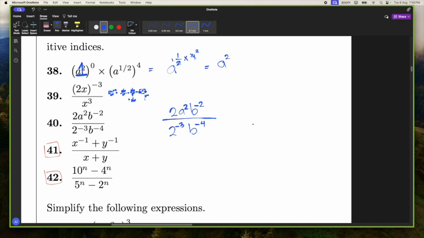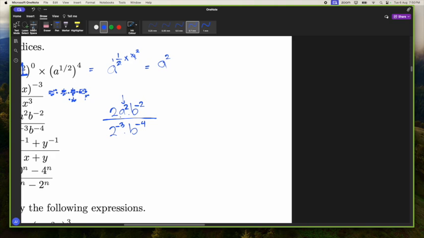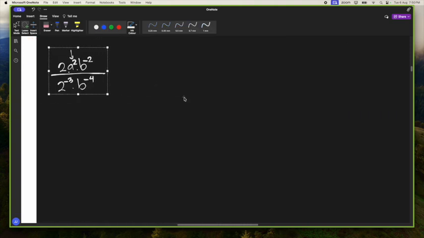So first of all, that a squared doesn't have anything to deal with it. I have no other a's. So I could just imagine that a squared is going to remain there. Now, because everything is multiply, I could remember my laws for multiplying fractions. So I'll just remember here.